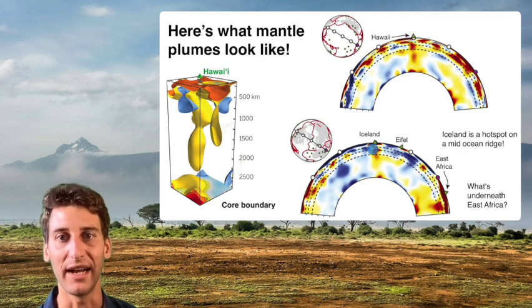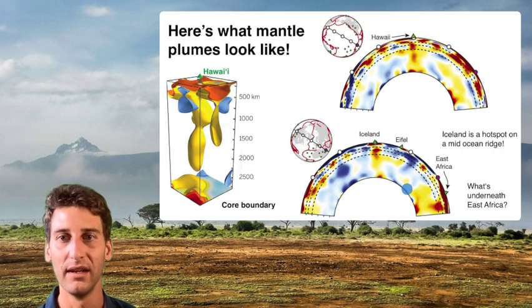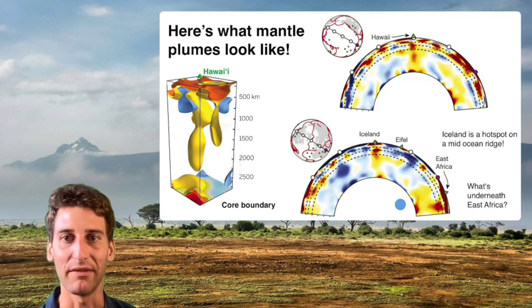You can see a similar thing in Iceland. Iceland has this double whammy where it's a hot spot and it's also on a mid-ocean ridge. And you can see there's this plume coming up from the core boundary up through Iceland. Interestingly too, you can see there's a much larger plume underneath East Africa. So we'll come back to this in a second.